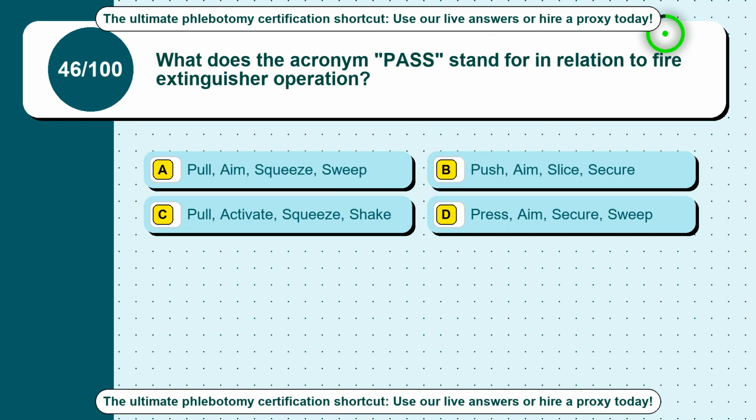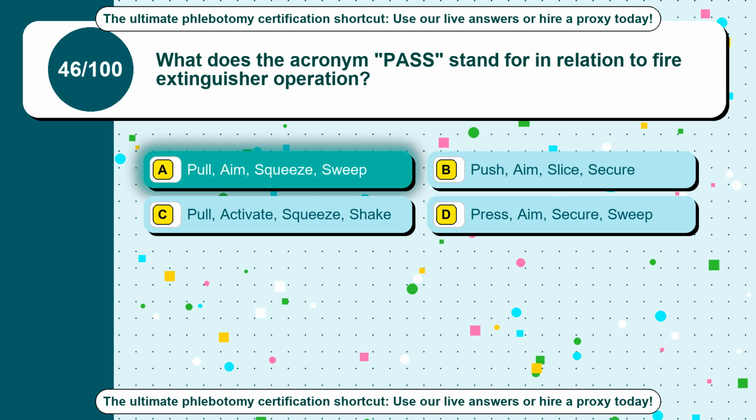Question 46. What does the acronym PASS stand for in relation to fire extinguisher operation? Option A, pull, aim, squeeze, sweep. Option B, push, aim, slice, secure. Option C, pull, activate, squeeze, shake. Option D, press, aim, secure, sweep.